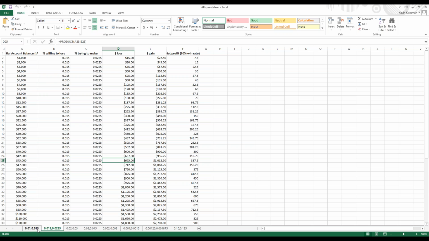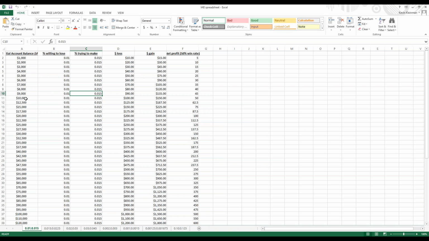You can plug in your own numbers though. So say your initial account balance is 10,000 bucks and you're willing to lose 5%. You put in 0.05 and it'll spit back what the loss is. Say you want to make 7% on each trade, and it'll spit back what the gain is. Just something that I think you'll find useful. And what's nice is it spits back this gain and loss number that we're going to try and aim for on each trade.